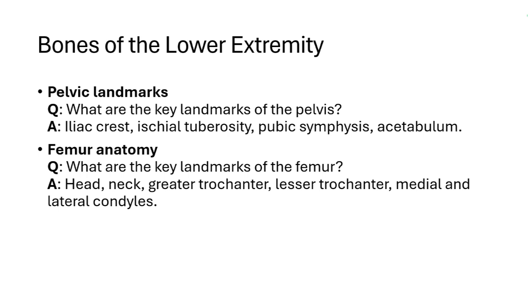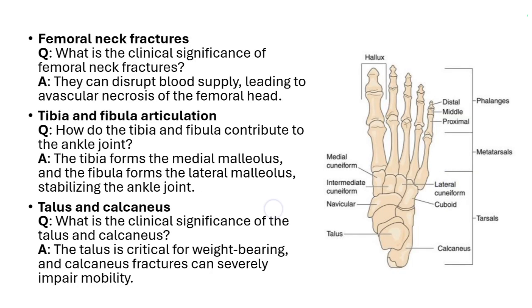Now we move towards the bones of the lower extremity. So what are the key landmarks of the pelvis? They are the iliac crest, ischial tuberosity, pubic symphysis and acetabulum. And the landmarks of the femur are the head, neck, greater trochanter, lesser trochanter, and medial and lateral condyles. So what are femoral neck fractures and their clinical significance? They can disrupt the blood supply, leading to avascular necrosis of the femoral head.